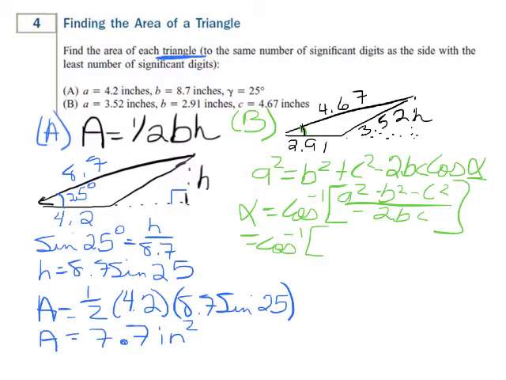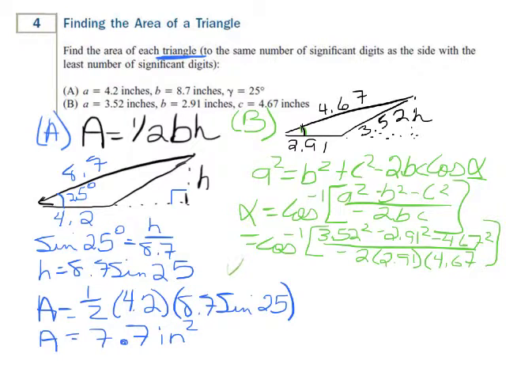So I've got the cosine inverse of A squared, which is 3.52 squared, minus B squared, 2.91 squared, minus C squared, which is 4.67 squared, all over negative 2 times B, which is 2.91, times C, which is 4.67. When I plug it in my calculator, I'm going to get that alpha is equal to 48.85.